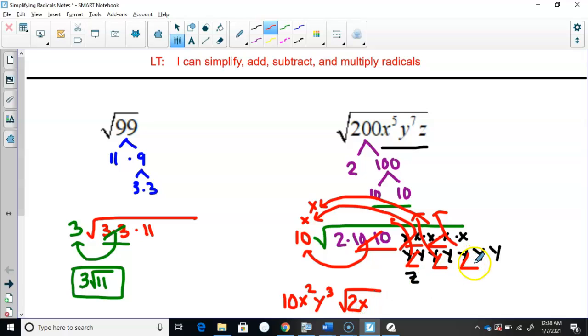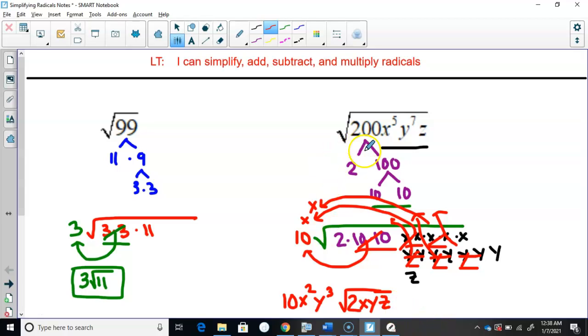I have 2, let's see here. I have one y. That looks a little bit bad there, guys. I'm sorry. One pair, two pair, three pairs. I have one y left over. And I have one z left over.